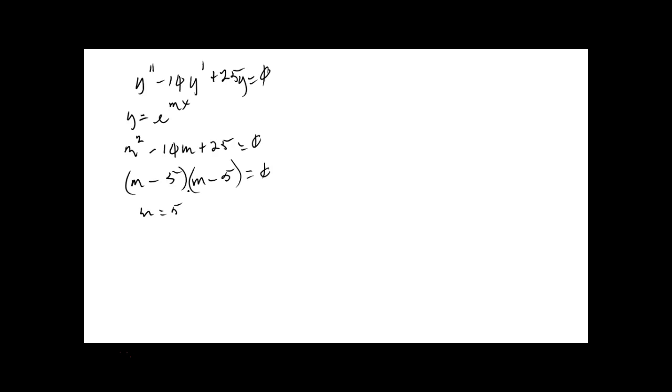Well, what do we do if we only have one solution? If you want to, you can look back at case 2 on the previous page, page 136. Y is equal to C1 e to the 5x plus C2 x e to the 5x. There's your solution. Done. Right? All right. And that's exactly what they got in the book.